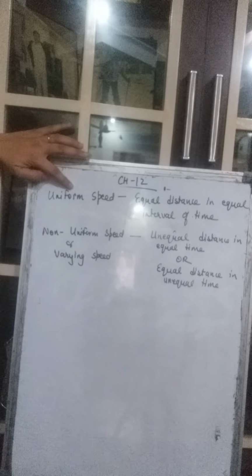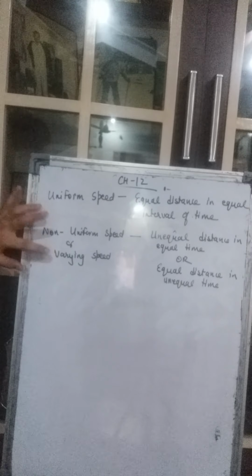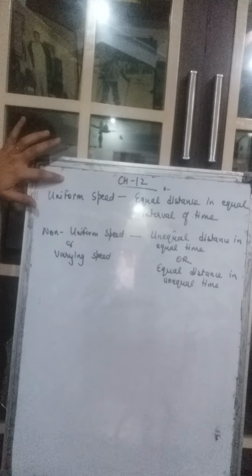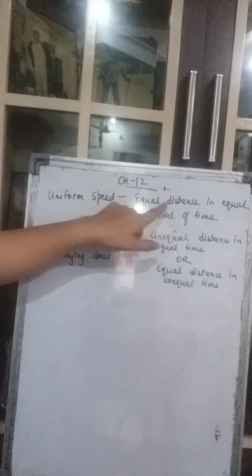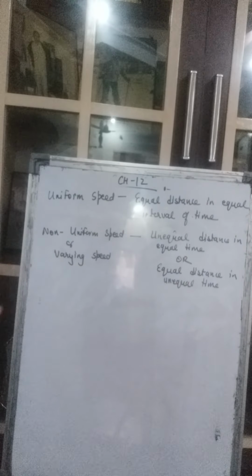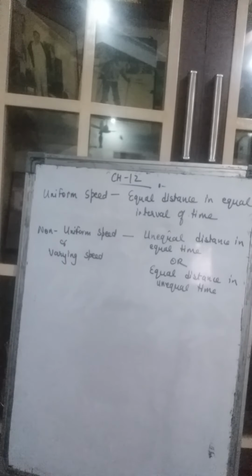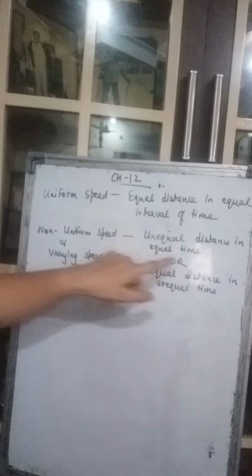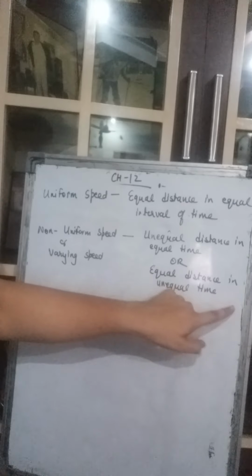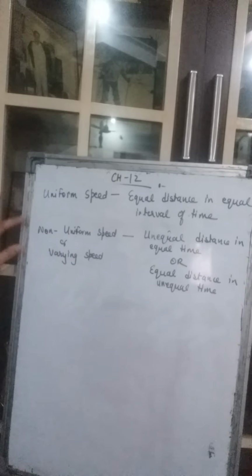Now girls, we come to uniform speed and non-uniform or varying speed. What do you mean by uniform speed? A body is said to be in uniform speed if it covers equal distance in equal intervals of time. That means it is running at a uniform speed. What is non-uniform speed or varying speed? It means that if a body covers unequal distance in equal time intervals, or equal distance in unequal time intervals, then it is said to be in non-uniform speed or varying speed.